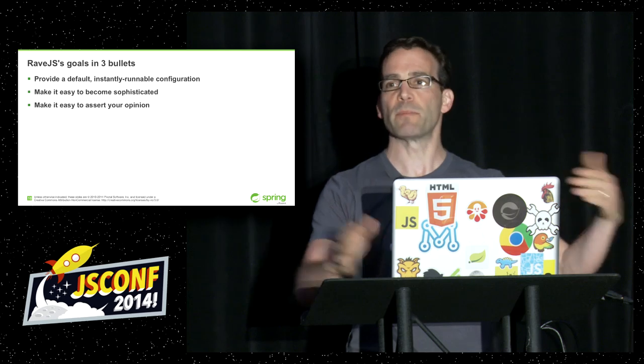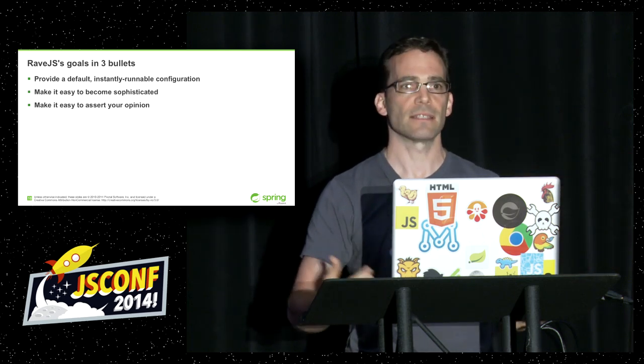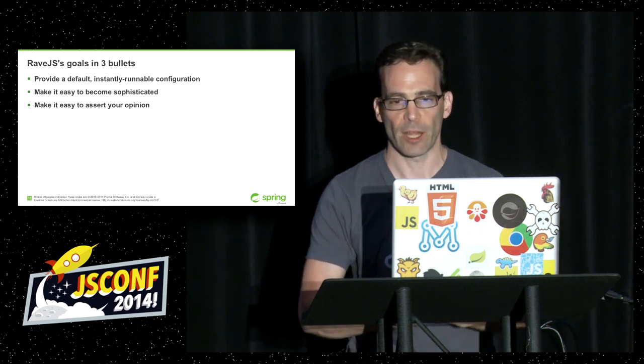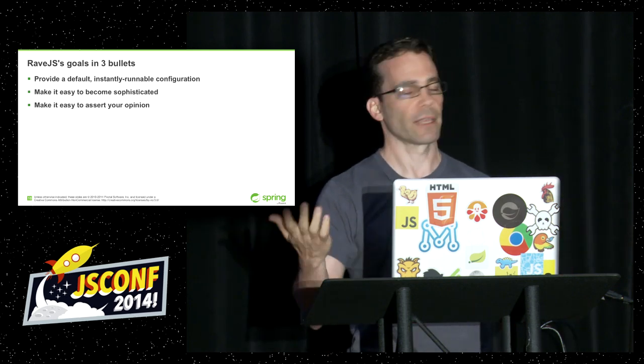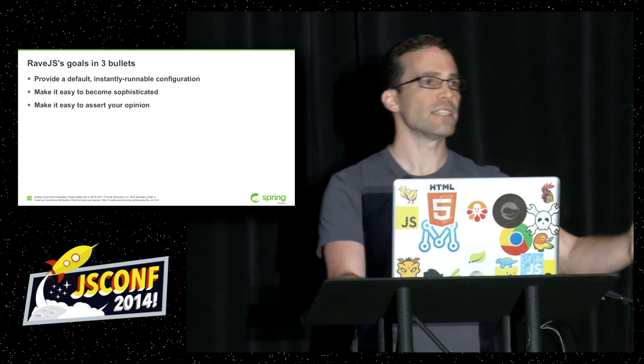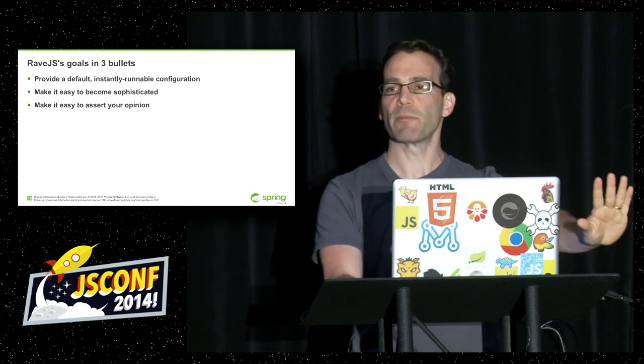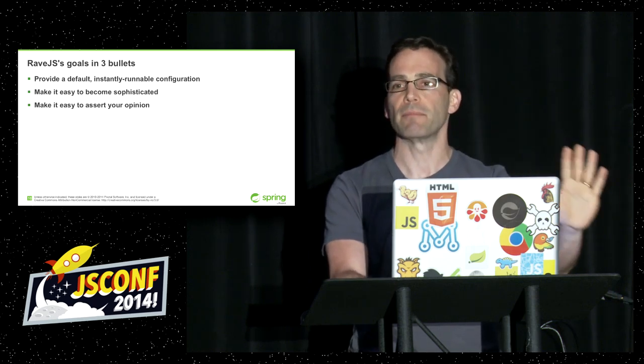Make it easy then to get sophisticated. Start doing things like the advanced testing, install your favorite framework, start doing transpiling and that kind of stuff. Make it brain dead easy to start doing that, and then make it easy to assert your own opinion. Again, we have to impose some opinion, but we want that to be extremely minimal.